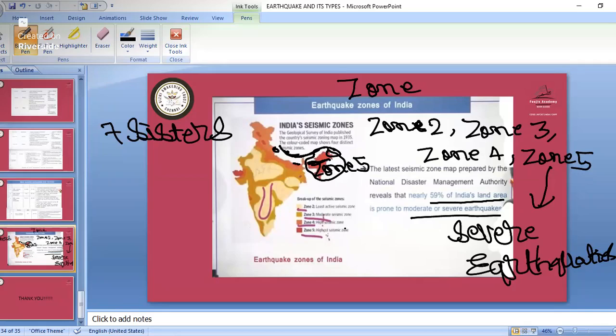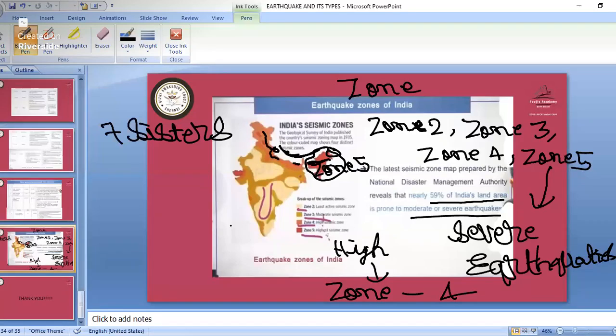Then we have zone 4. In zone 4, we are having the high earthquakes. It will not be the severe earthquakes, we will have the high earthquakes, and these can be seen in this area. This particular area, UP, Bihar, will be coming under zone 4. So these are the areas which come under zone 4.